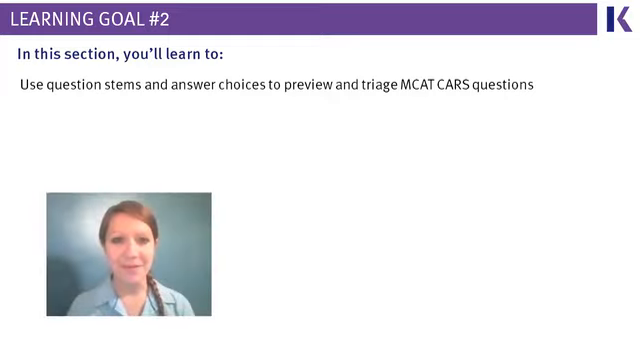Now we're going to move on to learning goal number 2, in which, having triaged the section and found a passage that you would like to do now, you triage the questions and make sure you're doing the questions in the most efficient order possible also. We are actually going to take a look at that passage about the modern girl from learning goal 1.